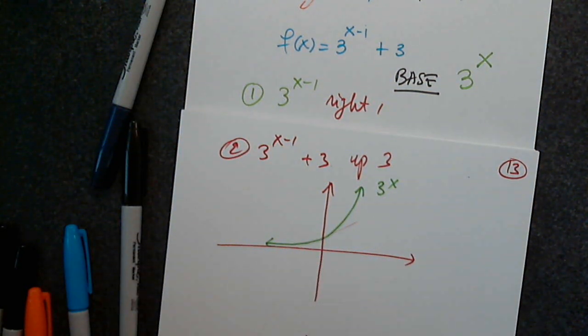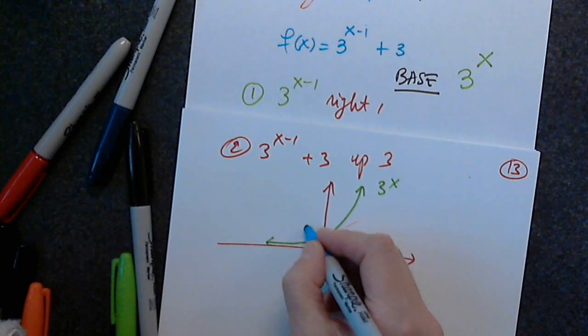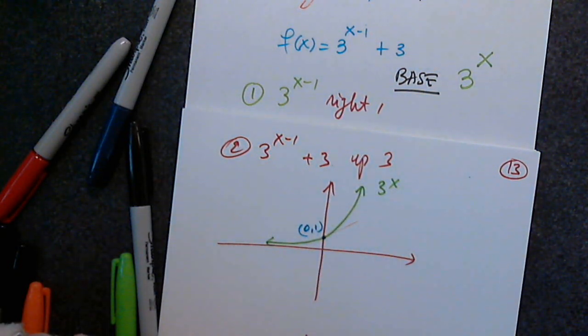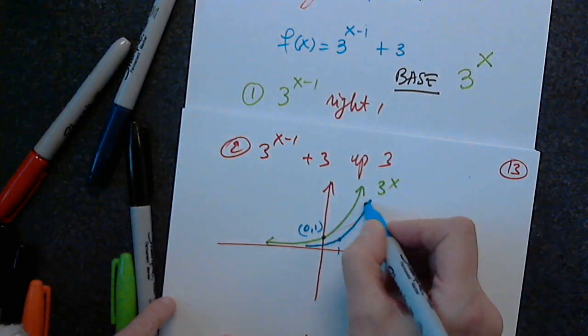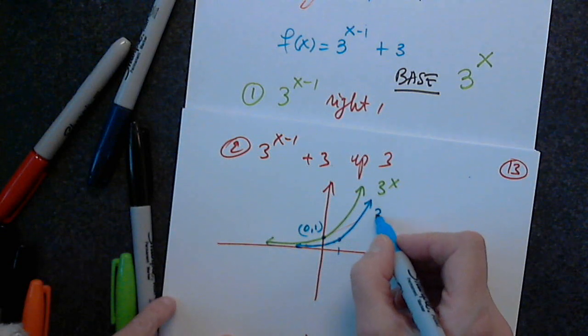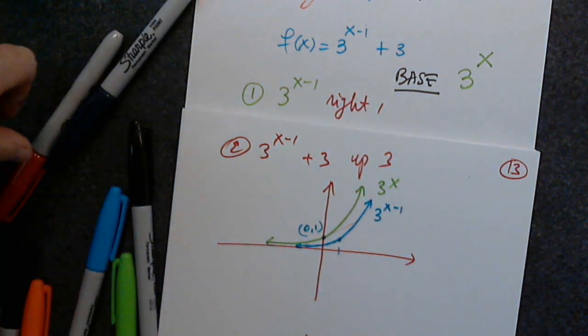Good. Then you told me to move it right 1. So please tell me this point, which is 0, 1, where does it move? Excellent. Here it is. Here's the new graph, 3 raised to x minus 1. Great job. What happens next? Finally.